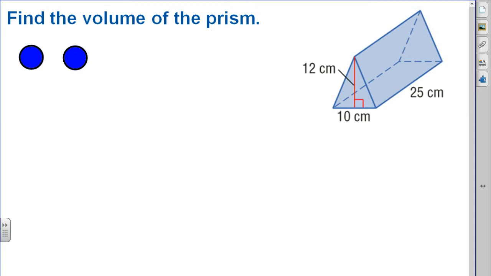Right. So first example, find the volume of the prism. So yeah, have a question pop up there for you. What's the volume of this prism? And then there we go.